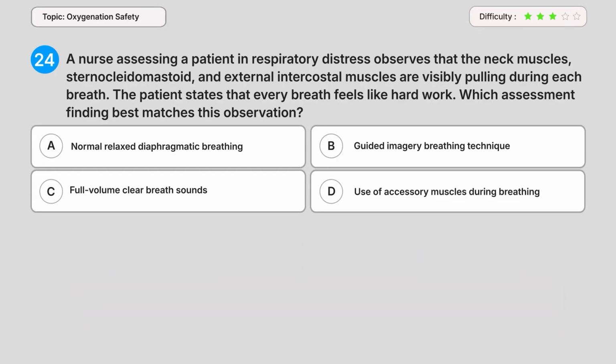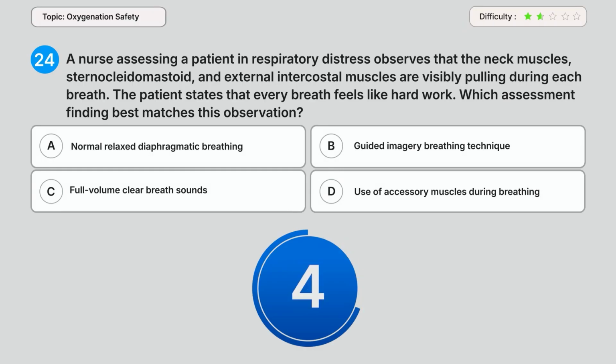A. Normal relaxed diaphragmatic breathing. B. Guided imagery breathing technique. C. Full volume clear breath sounds. D. Use of accessory muscles during breathing. Do you know the answer?